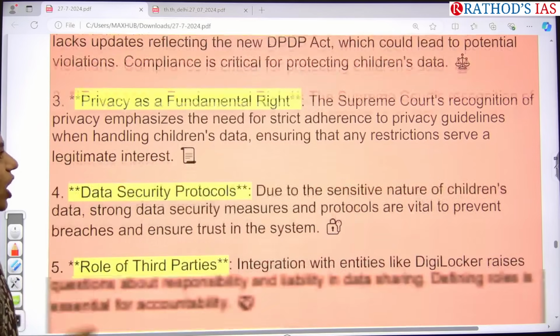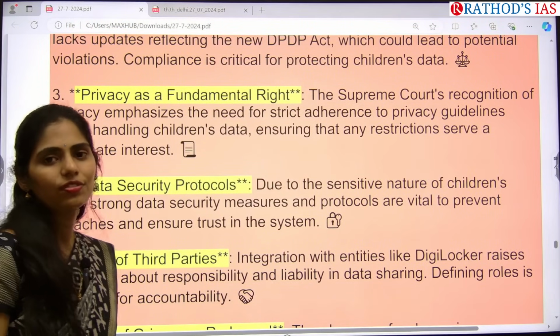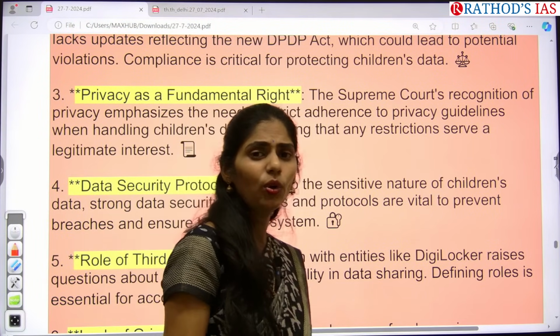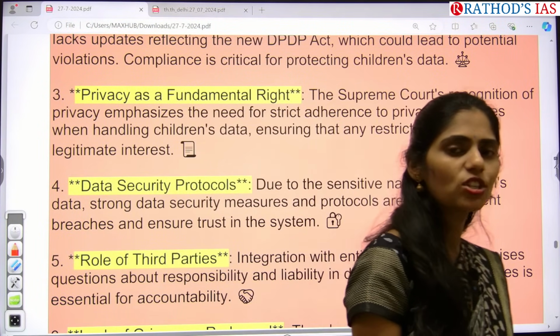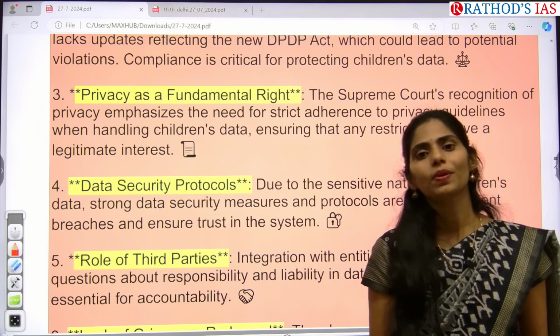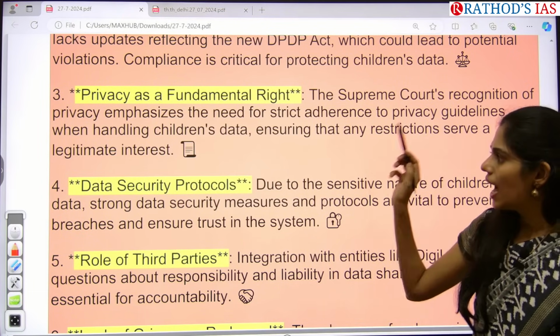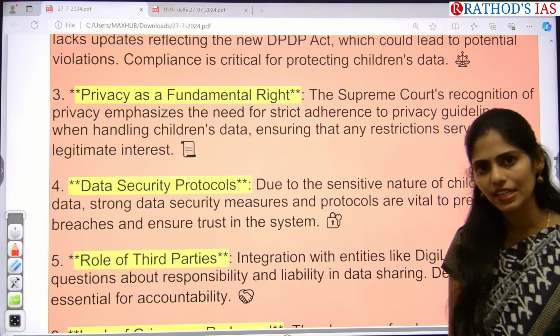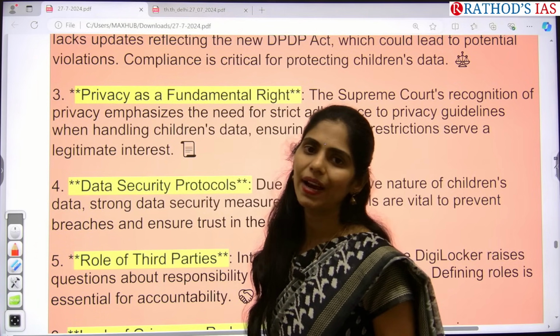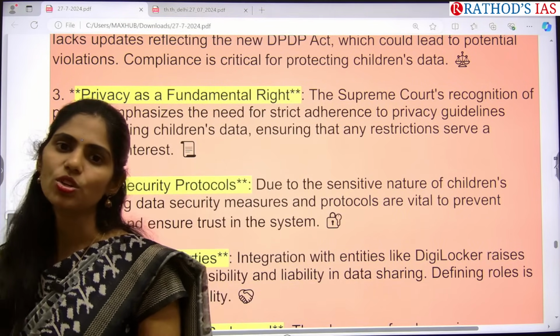And next one is we all know that this is a fundamental right. The Supreme Court, in the Puttaswamy versus Union of India judgment, said that the right to privacy itself is a fundamental right. And whenever we are handling this children's data, how can we ensure the privacy of these children? So this is also one more question.